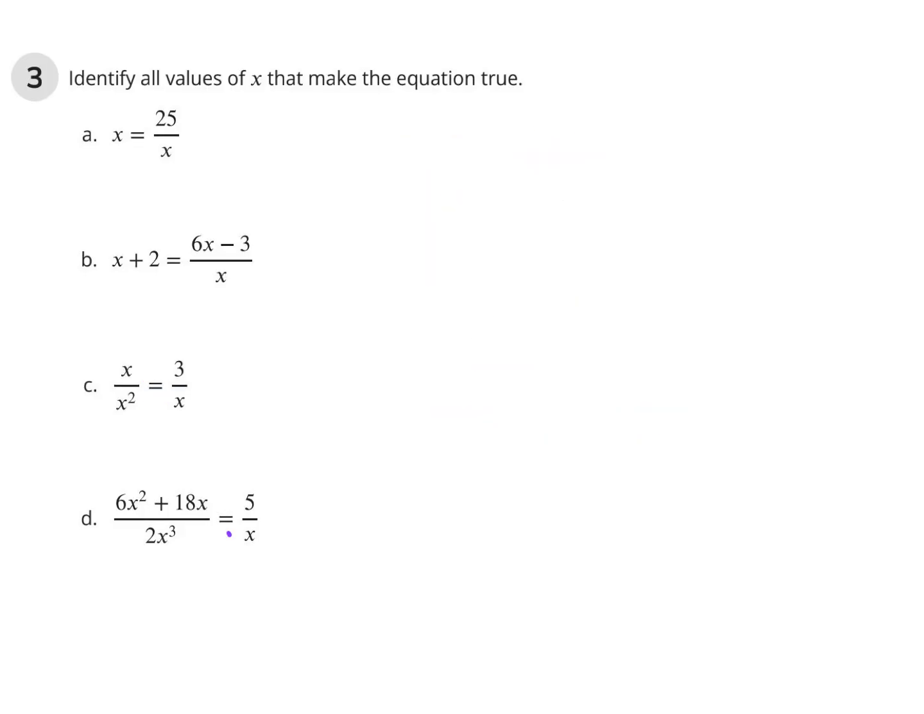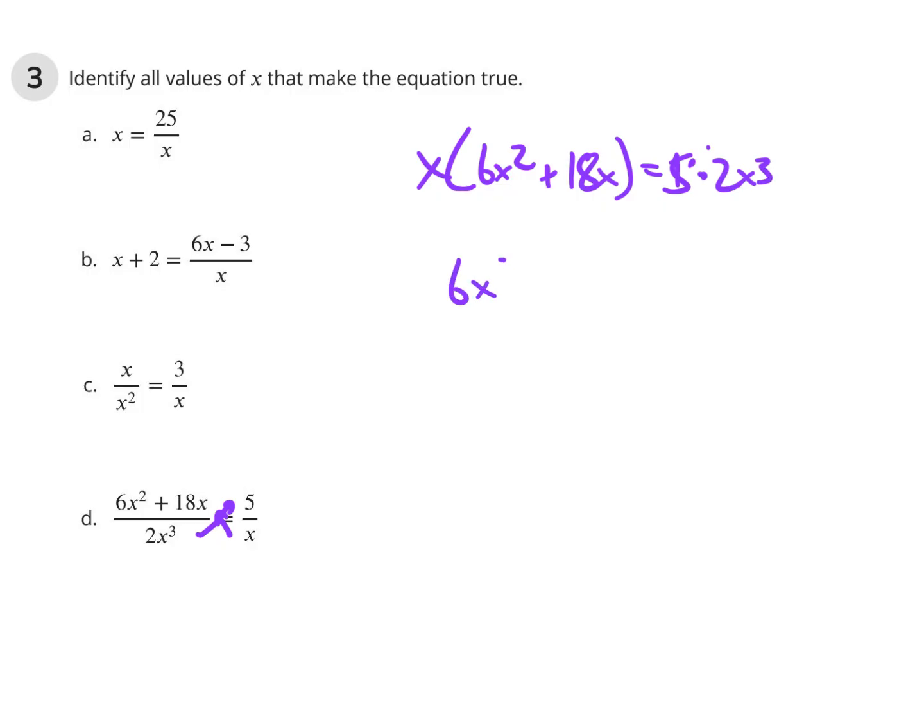Okay, and for D, we're going to cross multiply. We get x times 6x squared plus 18x is equal to 5 times 2x cubed. We're going to distribute: 6x cubed plus 18x squared is equal to 10x cubed. We're going to subtract 10x cubed because we want to put the letters on the left and the numbers on the right.